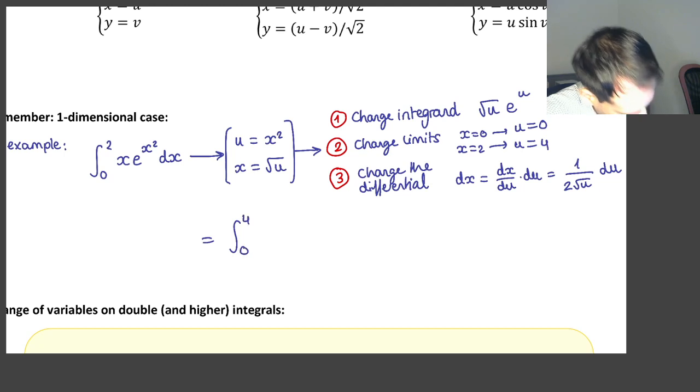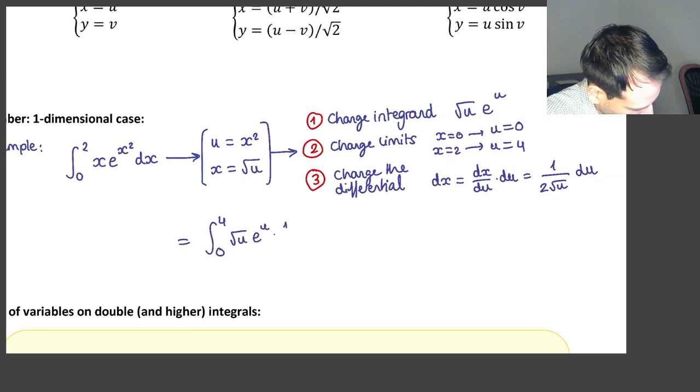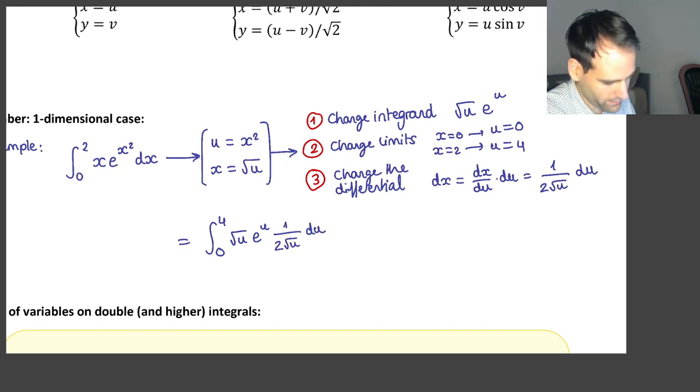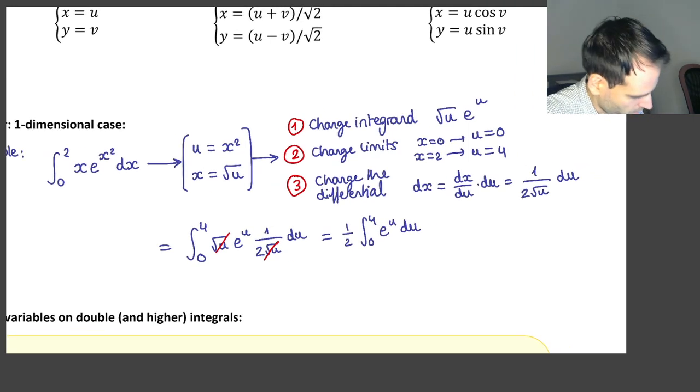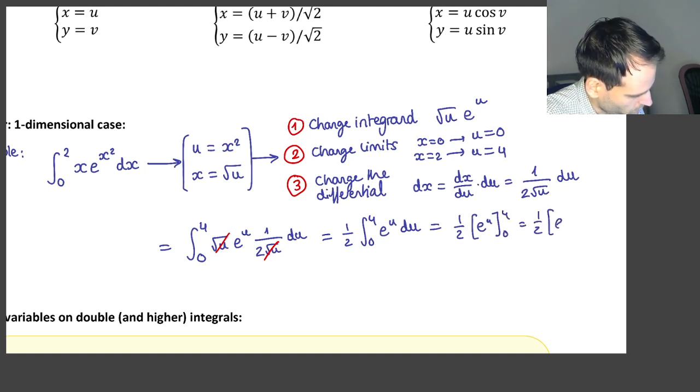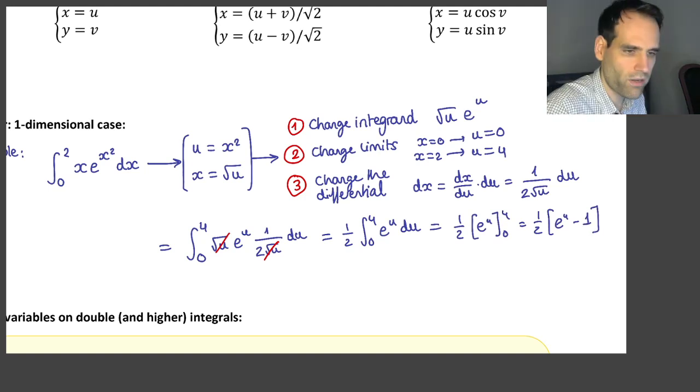Okay? And once you have done those three things, then you can write the integral as the integration between 0 and 4 of square root of u e to the u times, and instead of dx you write 1 divided by 2 square root of u du. And this has the advantage that the square roots of u cancel, so you get 1/2 times the integral from 0 to 4 of e to the u du, which is simply 1/2 e to the u evaluated between 0 and 4, which is 1/2 (e to the 4 minus e to the 0, which is 1). And that solves the problem, okay?